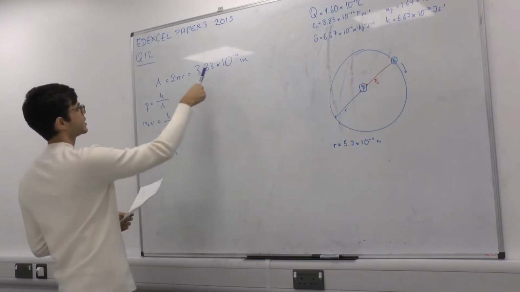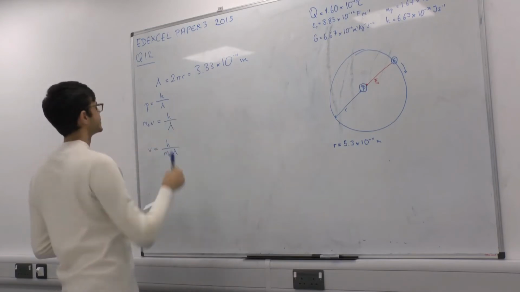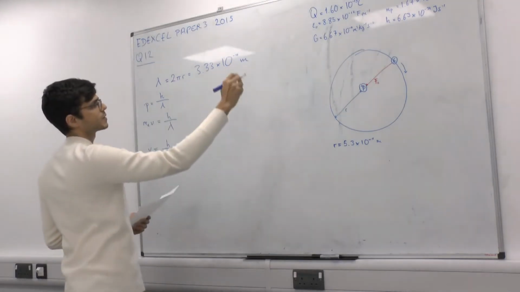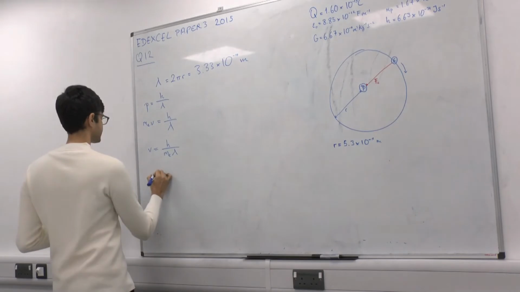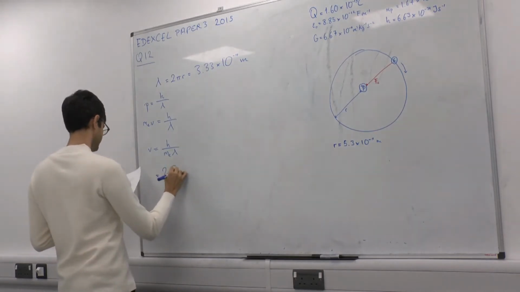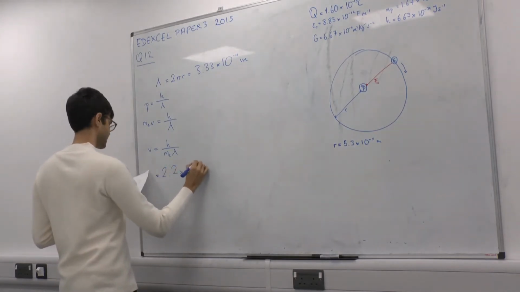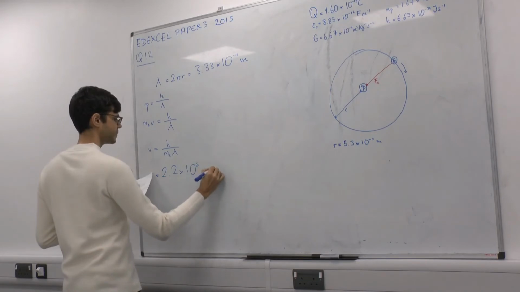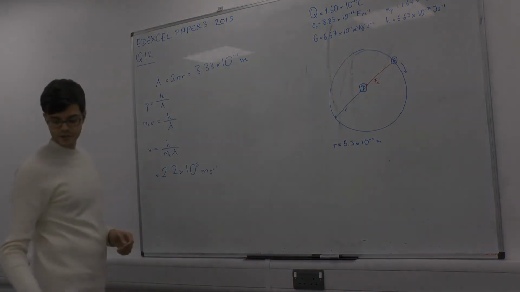And so using the value of the wavelength that we've just calculated, as well as the mass of the electron and Planck's constant given there, we obtain a velocity of 2.2 times 10 to the 6 meters per second. And that's the question.